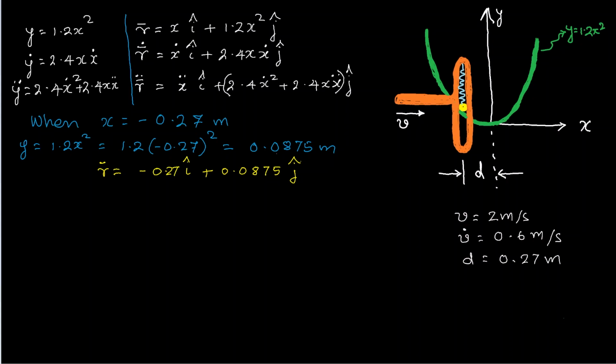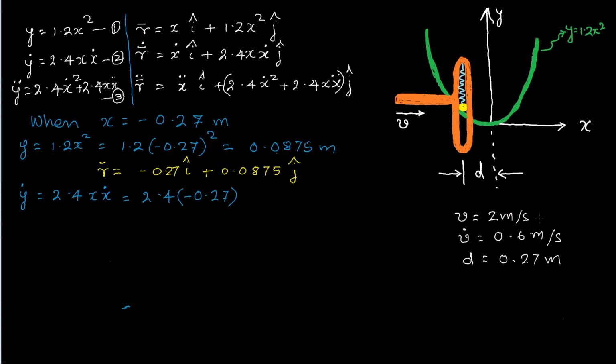Now exactly in this way we can use equation 2. I'll give names to the equations: this is say 1, this is say 2, and this is say 3. I can now use equation 2 to get the y dot, which is equal to 2.4 x dot. So this is equal to 2.4 times x, which is minus 0.27, and x dot.